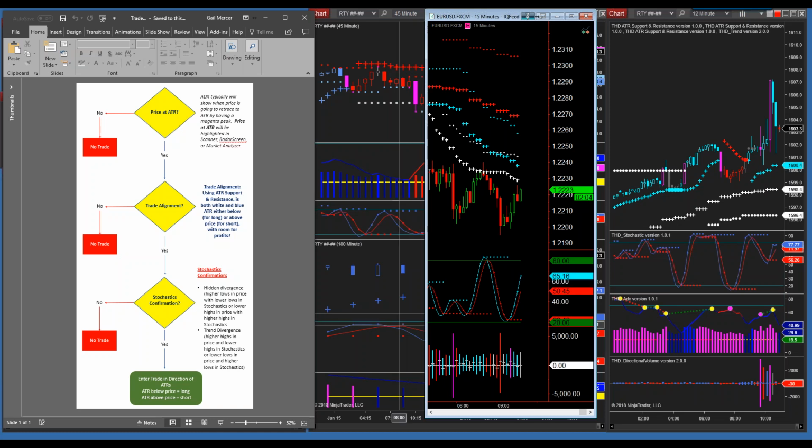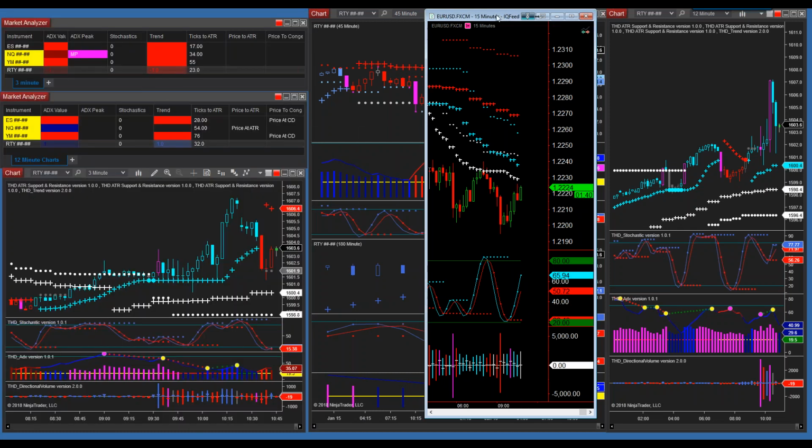And generally, with the stochastics confirmation, you would want to see volume divergence to support it or an ADX magenta peak that supports it. In other words, if you can get two confirmations instead of just one, that would be really cool. Again, it just adds to it.